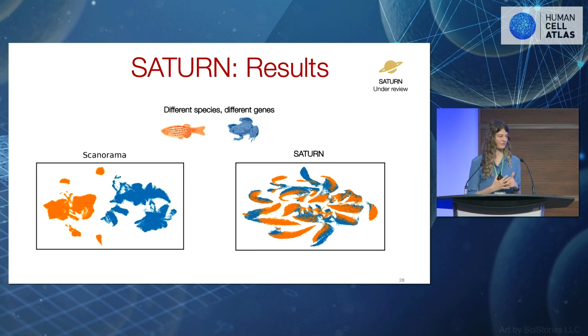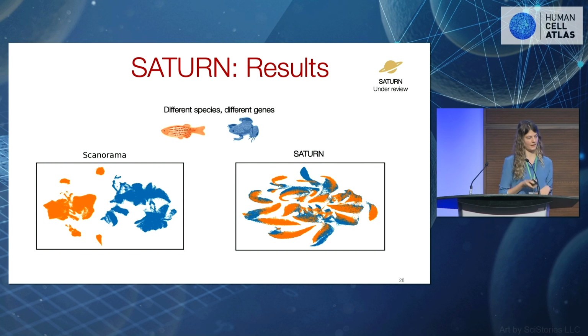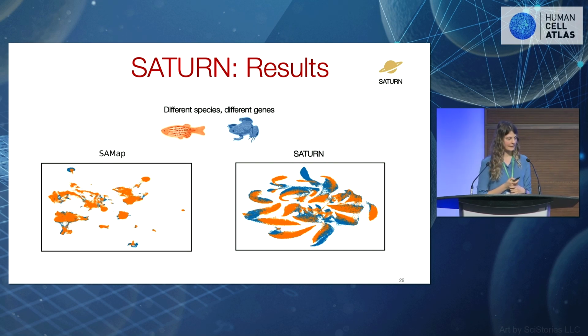So this is just an example of Scanorama, but we also observe similar behavior with other standard methods. And on the right is an example of an embedding space produced by Saturn. And this is another example.